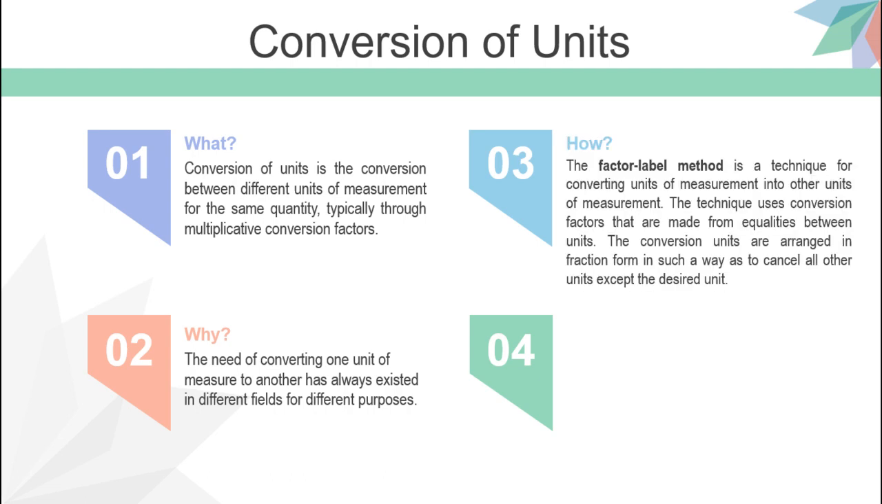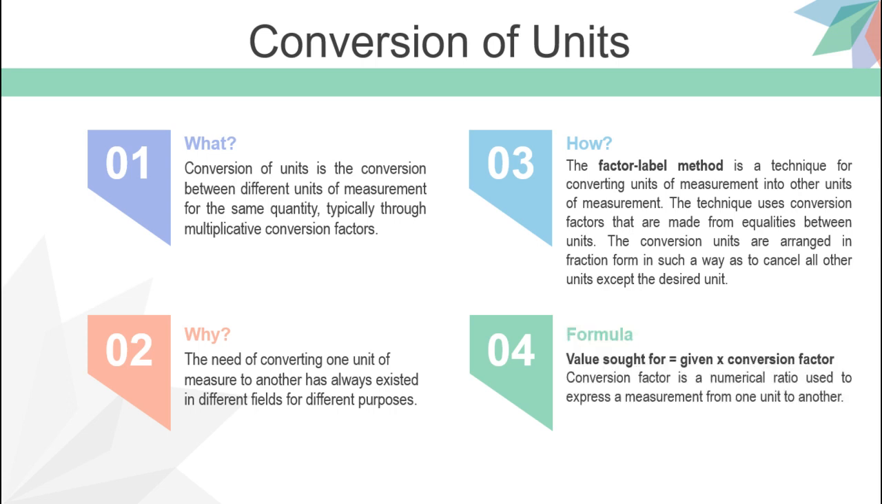So how are we going to do that? We use the factor label method, or what we call dimensional analysis. It is a technique for converting units of measurement into other units of measurement. The technique uses conversion factors that are made from equalities between units. The conversion factors are arranged in fraction form in such a way as to cancel other units except the desired unit. We'll see more of that later.